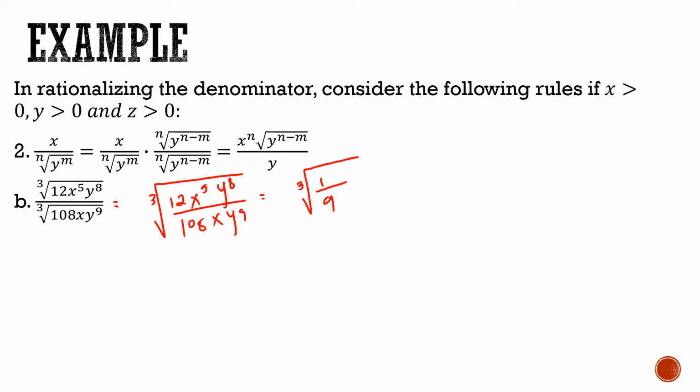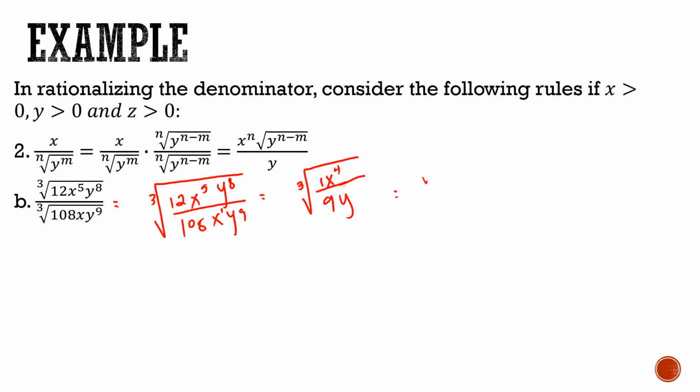Then we have 5 minus 1 as the exponent, so we have 4. So this is x to the 4th. So we have y to the 8 over y to the 9th power. So subtracting it, we have 1. So we will write y in the denominator since 9 is greater than 8. So this is now our new equation.